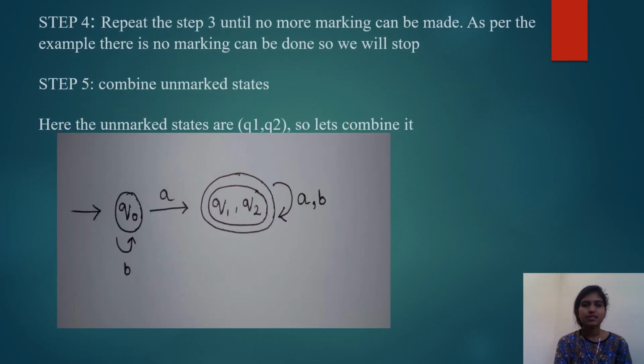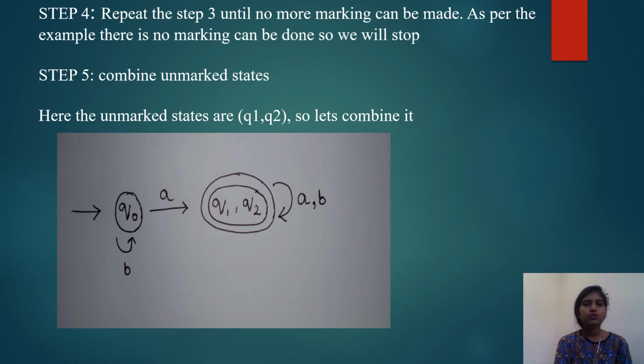Next we can see step 4 as shown in the figure. Repeat step 3 until no more marking can be made. As per the example, no more marking can be done, so we stop. And step 5, combine unmarked states. Here the unmarked states are Q1 and Q2. Let's combine them.